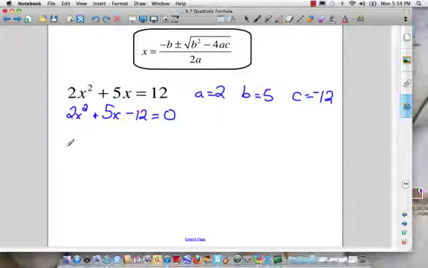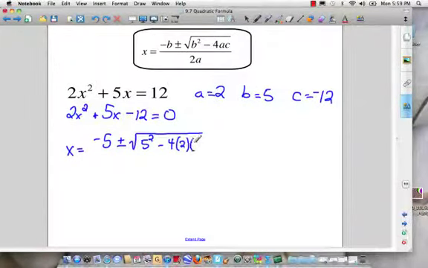Now I plug into the formula. To find x, it's negative b, b is 5, so negative 5, plus or minus, that's how I'm going to get 2 answers, one with plus, one with minus. The square root of b squared, that's 5 squared, minus 4 times a times c, all over 2a. So there's the plug, here comes the chug. We're going to simplify that.